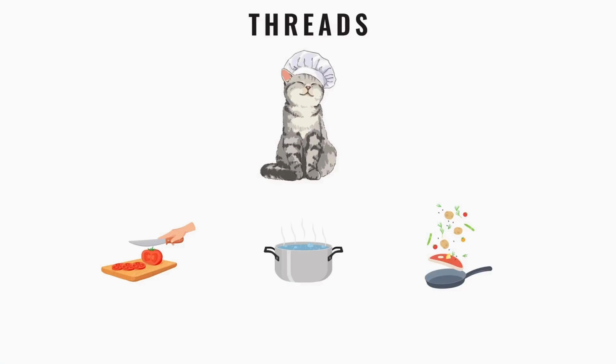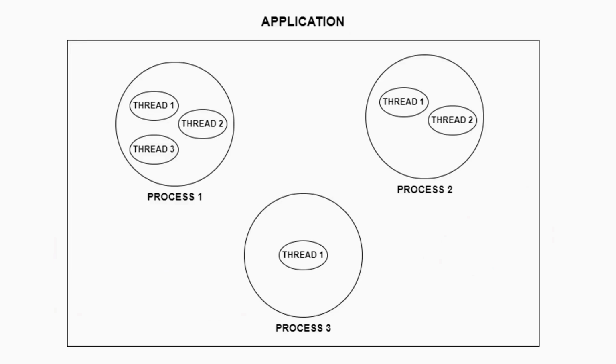Let's understand the concept of a thread with a real-world example. Imagine you're a chef at a restaurant, and you might have different tasks like chopping vegetables, boiling water, and frying meat. Each of these tasks can be thought of as a thread. They all work together to complete the meal, which is the process. Similarly, in Java, an application is made up of various processes, which in turn contain one or more threads, which perform a specific function. So a thread represents a separate path of execution within a program.